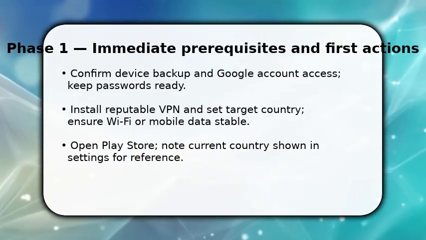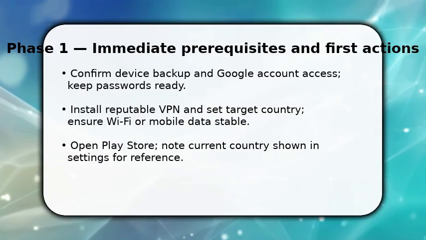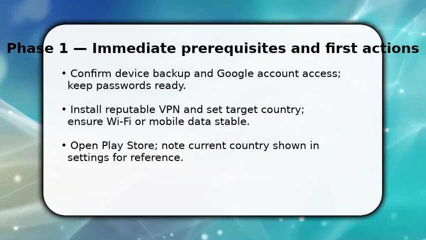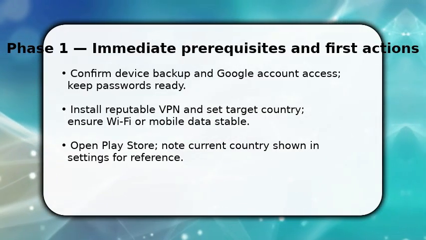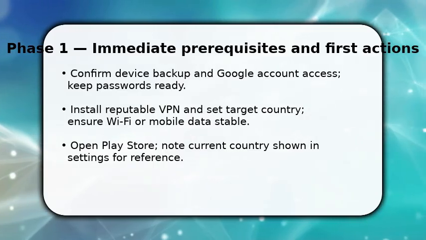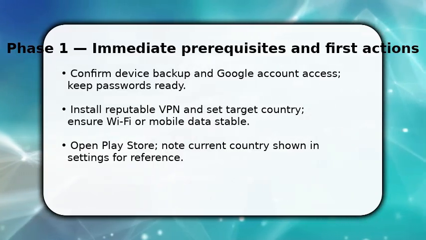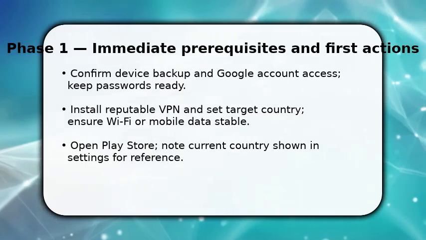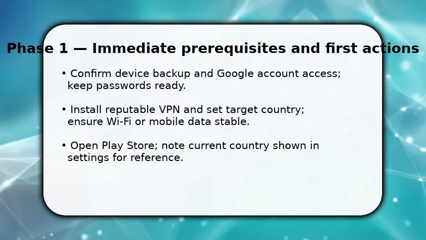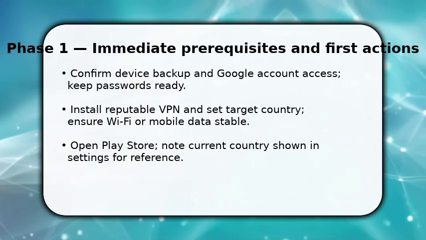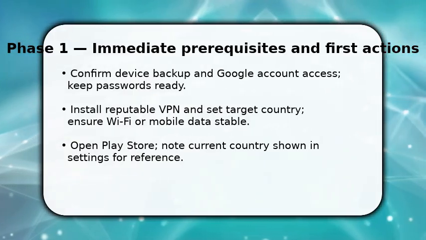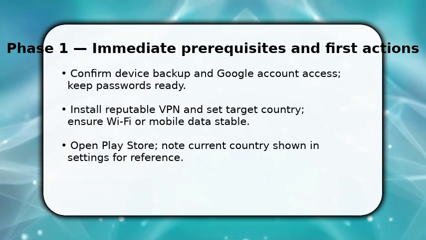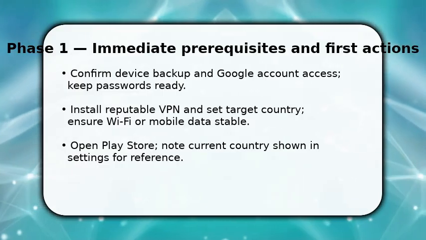You begin by preparing. Back up important app data and make sure you can sign into your Google account. This prevents lockouts. Next, install a reputable VPN and pick the server in the country you want the Play Store to appear from. Once done, keep your device on a stable Wi-Fi or cellular connection and open the Play Store to observe the current country listing. This gives you a baseline before you change anything.